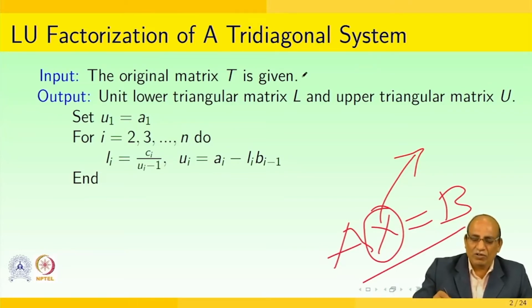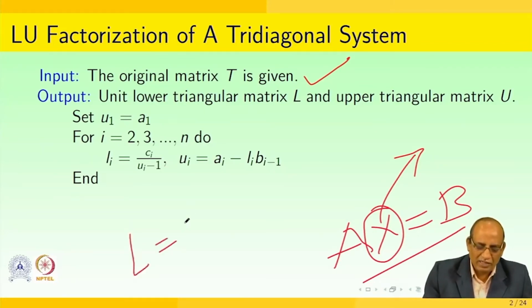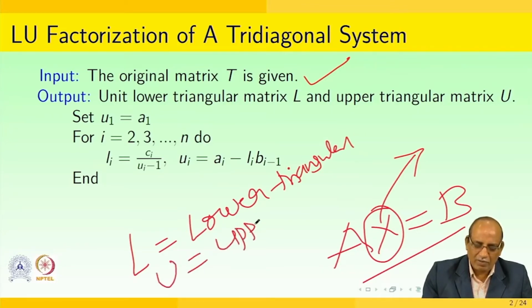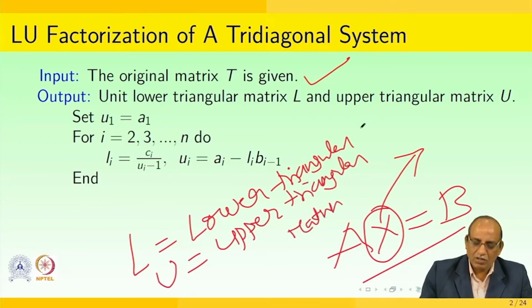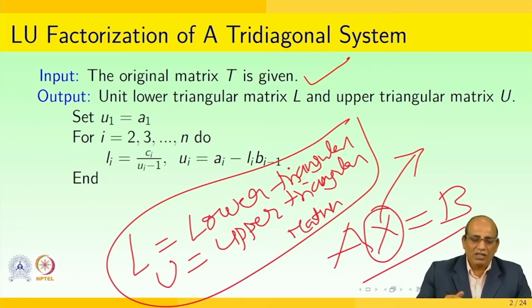Now the input is the original matrix, and the output we expect is a unit lower triangular matrix L and an upper triangular matrix U. So we want to decompose the matrix A into L times U, the product of a lower triangular matrix and an upper triangular matrix. Let us set U1 equal to A1.